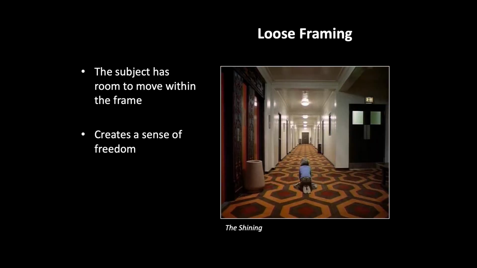Loose framing is used in The Shining. The subject has room to move within the frame. It creates a sense of freedom. And in The Shining, Danny is a young boy who explores a giant, empty hotel.